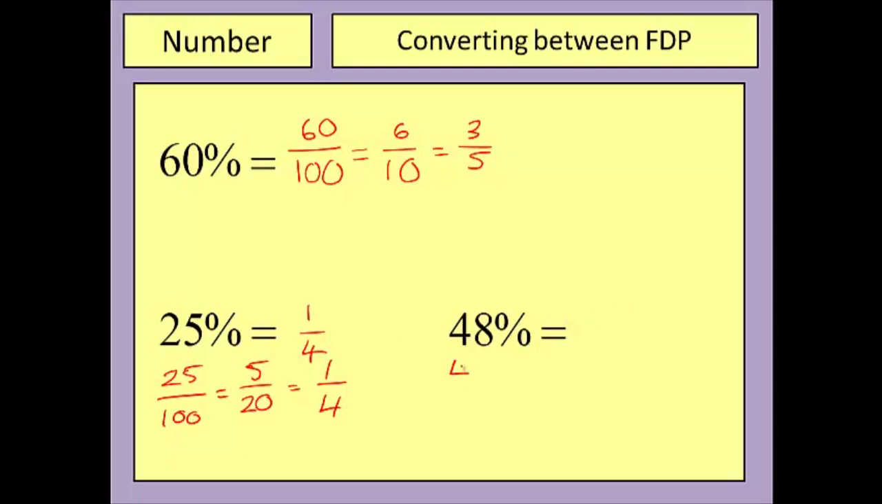48%, again I'm going to start off with 48/100, and then we're going to start cancelling down from here. So I can divide both by 2. That's going to make 24 over 50. I can still divide both by 2. That's going to make 12 over 25, and they have no common factors, so at this point I'm fully simplified with 12 over 25.